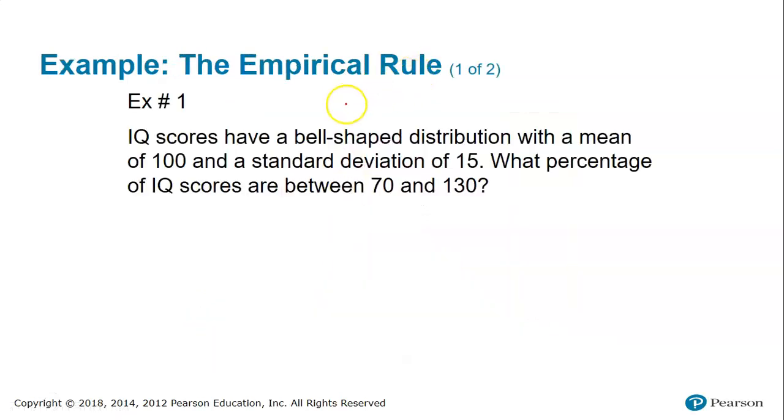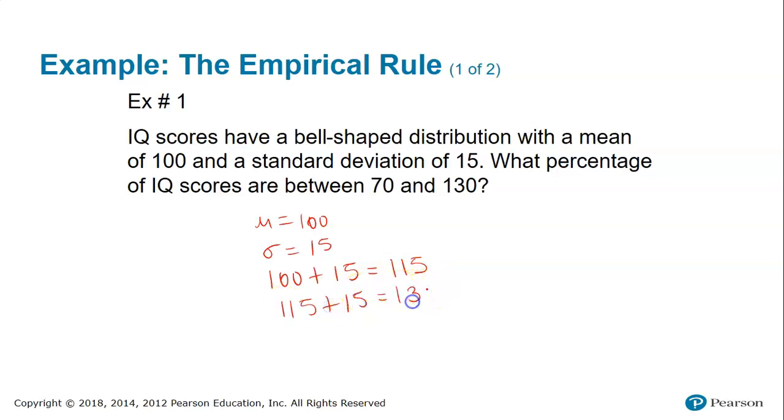Okay, here's an example of using the empirical rule. It says IQ scores have a bell-shaped distribution with a mean of 100 and a standard deviation of 15. What percentage of IQ scores are between 70 and 130? If we start out with our mean of 100 and our standard deviation of 15, 100 plus one standard deviation takes me to 115. And if I add another standard deviation, that takes me to 130. So that's the mean plus two standard deviations.